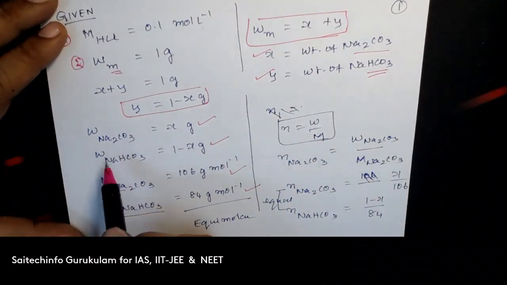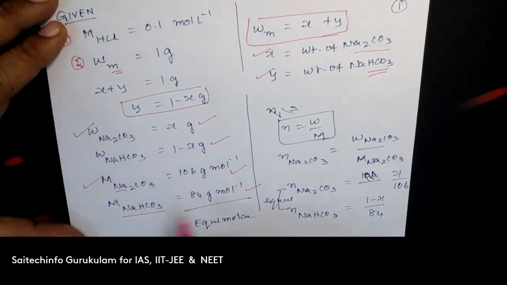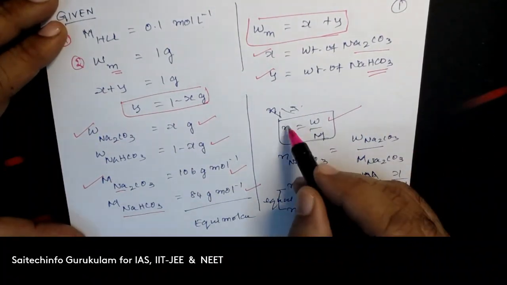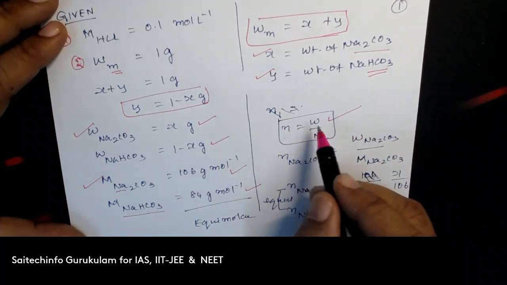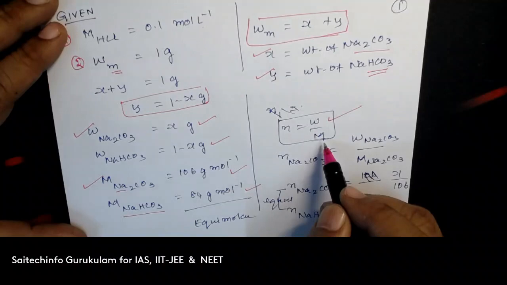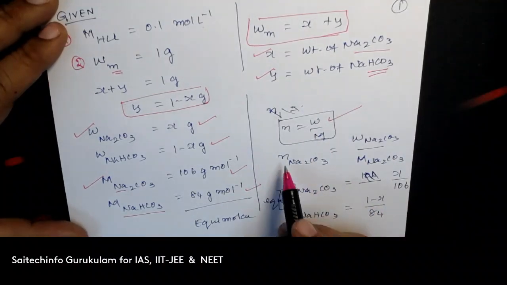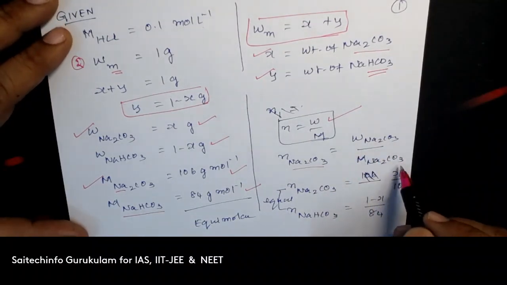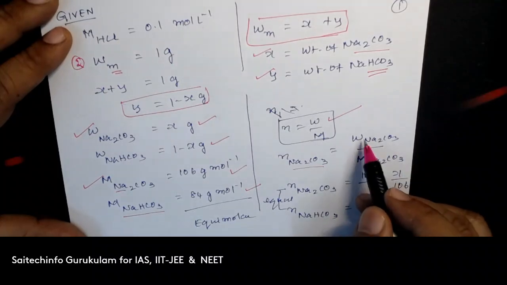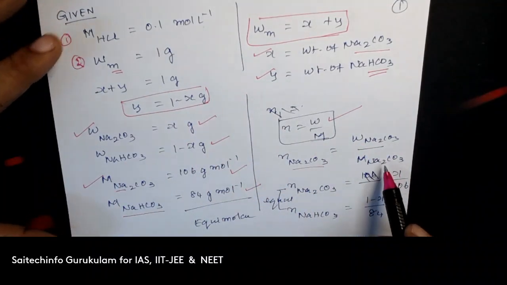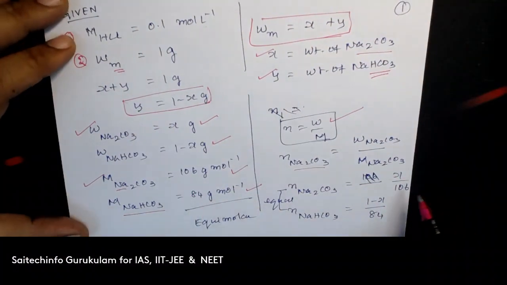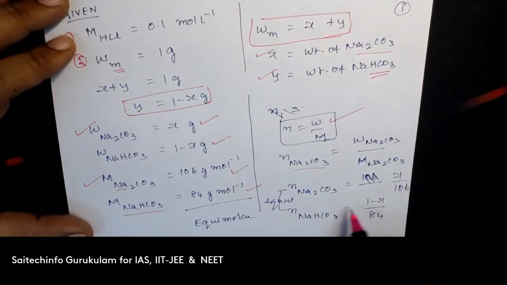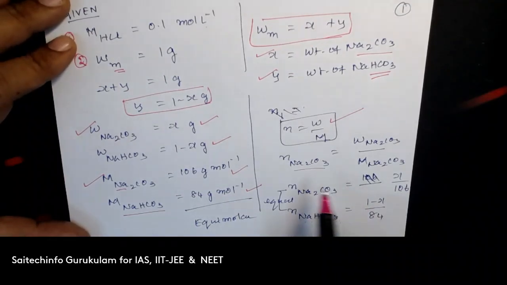So based on the weight and molar mass, we can calculate the number of moles because we know this equation, that is number of moles is equal to weight by molecular weight. So we can find the number of moles of sodium carbonate as weight of sodium carbonate divided by molar mass of sodium carbonate. We have the weight of sodium carbonate, X gram, and the molar mass is 106 grams. So X by 106. Similarly, number of moles of NaHCO3 is equal to its weight, 1 minus X gram, divided by 84 gram per mole.